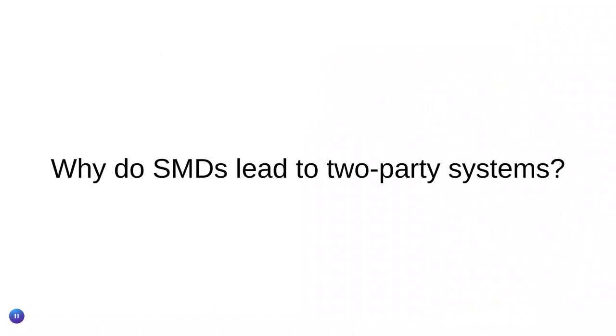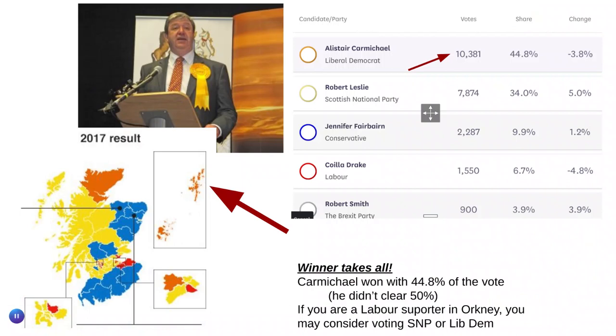So why do SMDs lead to a two-party system? Well, because it's winner takes all. This is my friend Alistair Carmichael, a member of Parliament from Shetland and Orkney, the northernmost part of Scotland. And you can see that he won with 10,381 votes because he had the most number of votes. But you can see he didn't clear 50%. But in this system, it's winner takes all.